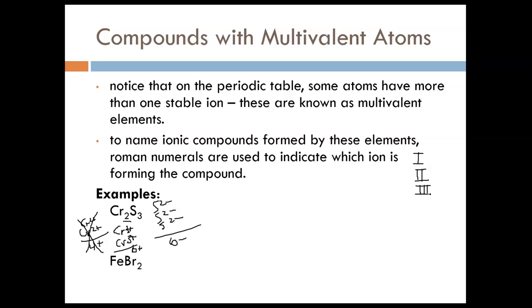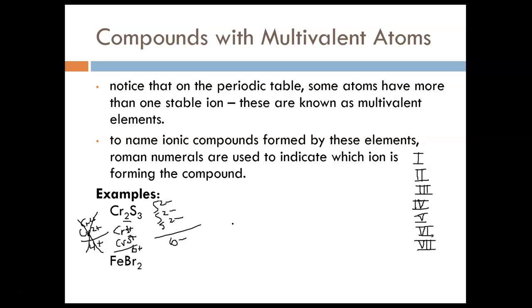This is 3, this is 4, this is 5, 6, and then I'll go up to 7 because I don't believe there's anything more that you're going to need to do past 7. Okay, so those are your Roman numerals from 1 to 7.